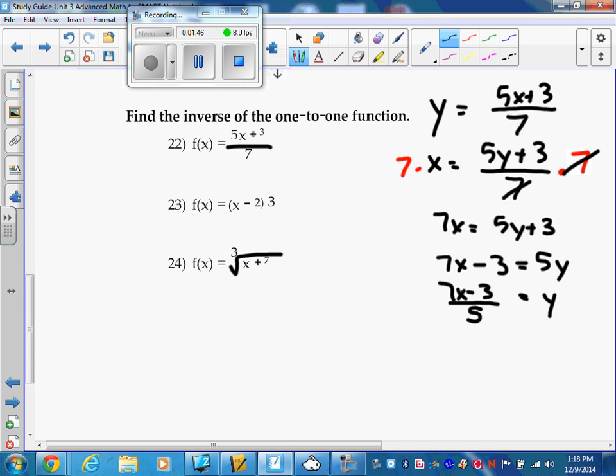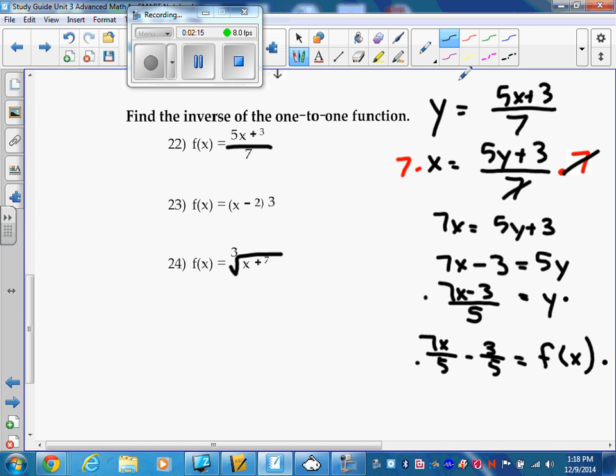Some of you are splitting this and making it 7x divided by 5 minus 3 over 5, and that is the same thing. So I want you to be really familiar with all of the notations because that's a multiple choice question. Okay? So this is the same as this, and y is the same as f of x. So be prepared for that.